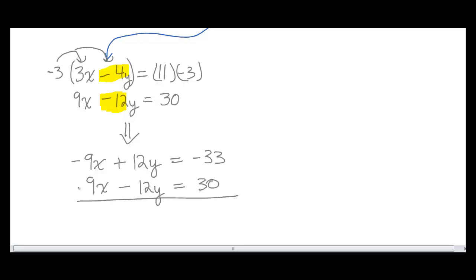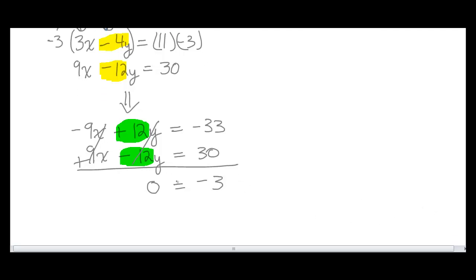Now that I have opposite coefficients on my variable that I've chosen, the y, I'm going to add my two equations together. Well, negative 9x plus 9x, those are actually opposite, so that's 0. 12y minus 12y, that's also 0. And on my right-hand side, negative 33 plus 30 is a negative 3. Well, 0 definitely doesn't equal negative 3. Remember, we call these contradictions.